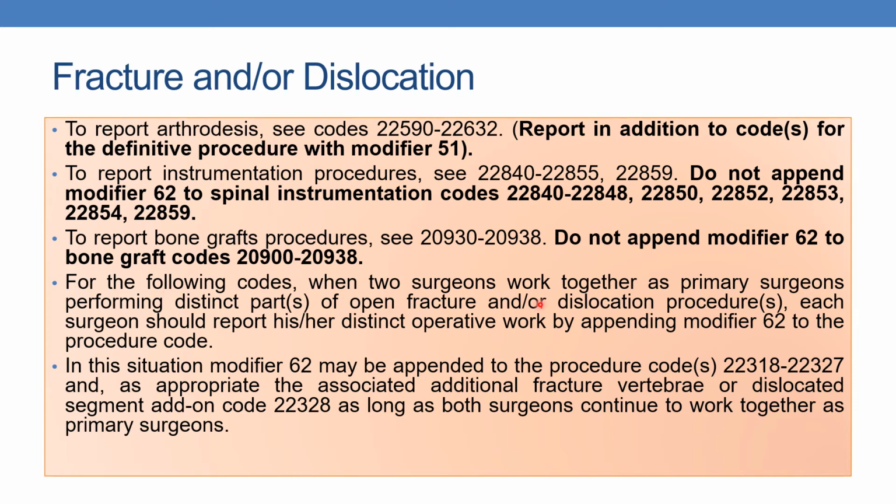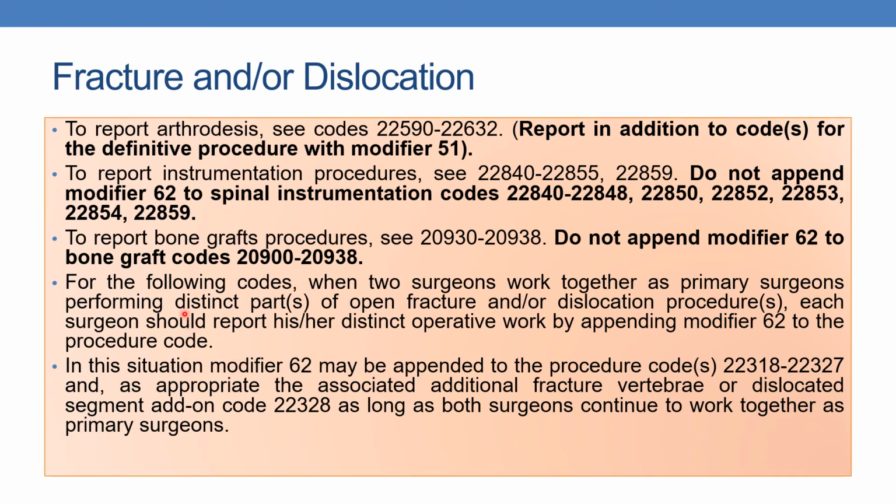And for the following codes, whenever two surgeons work together as primary surgeons performing distinct parts of open fracture and/or dislocation, when they are performing only fracture treatment, each surgeon should report his or her distinctive work by appending modifier 62 to the procedure code. This is a little tricky. We will discuss in detail during spinal instrumentation and reporting of bone grafts. But as of now, along with fracture codes, you should not append modifier 62 for bone graft CPTs or for spinal instrumentation CPTs.